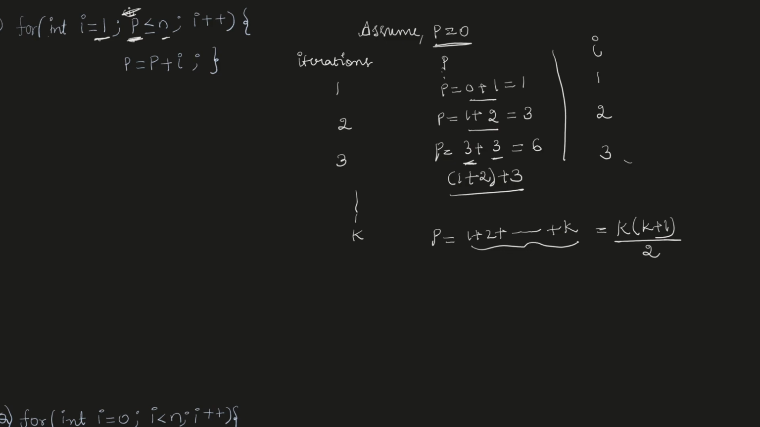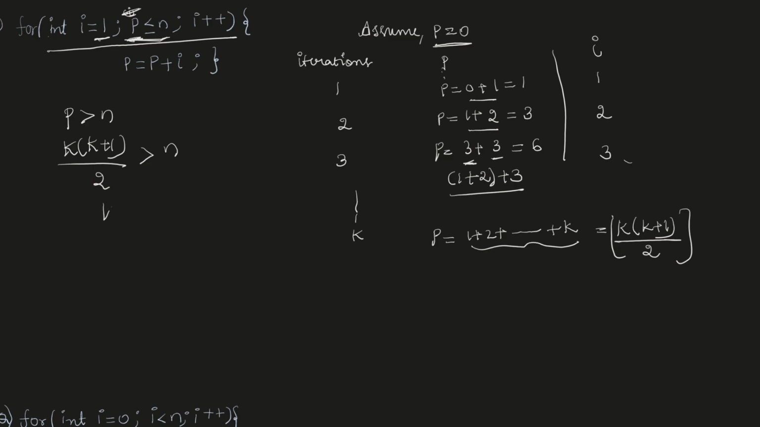Now what did I say in the last question? That we need to check the false condition of the given condition. So when would this statement become false? It would become false when p is greater than n. We know the value of p now. It is k into k plus 1 by 2. It's greater than n.